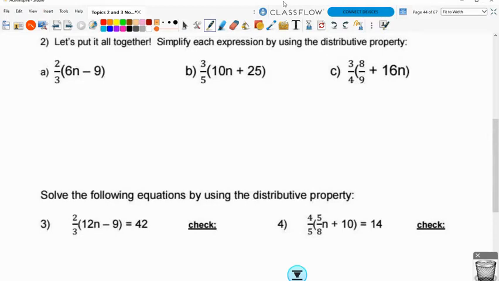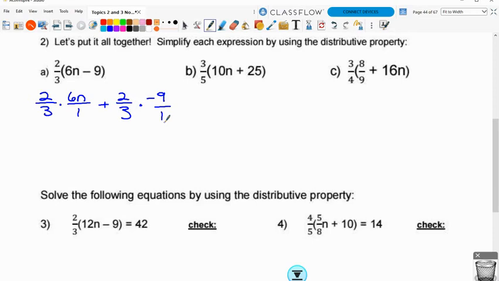In question 2a, we're going to review how to distribute with a fraction. 2/3 is multiplying in parentheses 6n minus 9. So I'm going to have to multiply both terms inside of the parentheses by 2/3. So I'm going to first start by doing 2/3 times 6n, and I'm actually going to make that a fraction by putting it over 1. And then I'm going to write plus 2/3, because that 2/3 in front is a positive number, times -9, and again, I'm going to make that a fraction by putting it over 1.